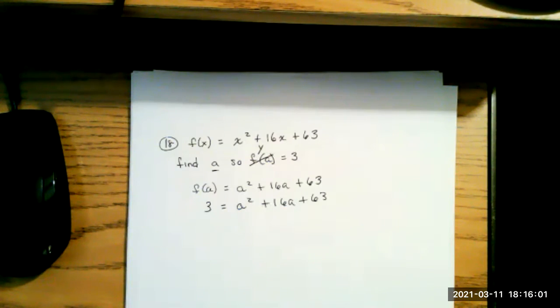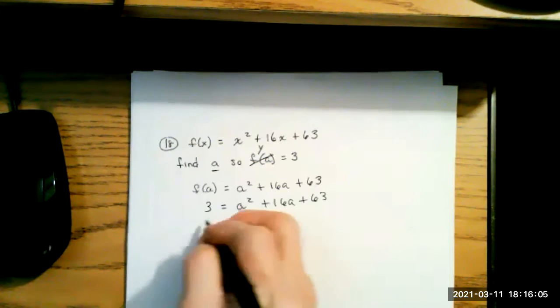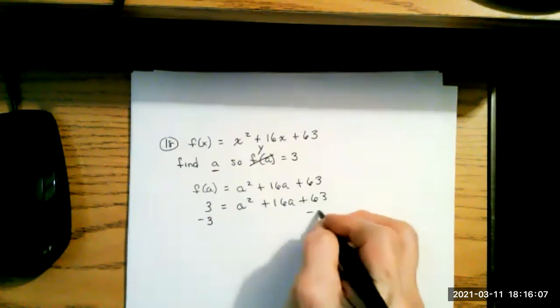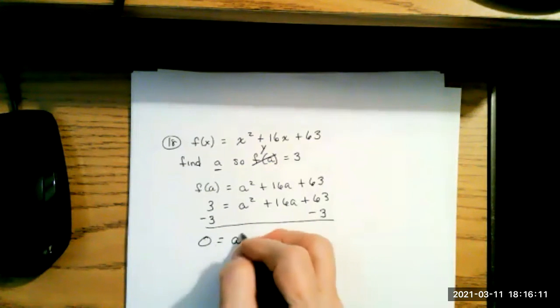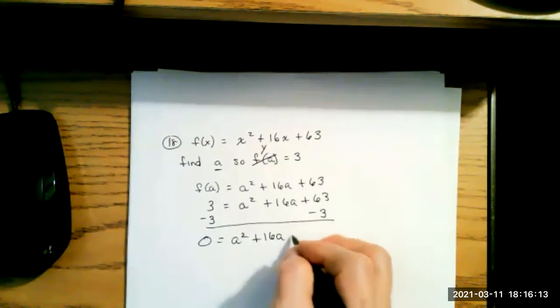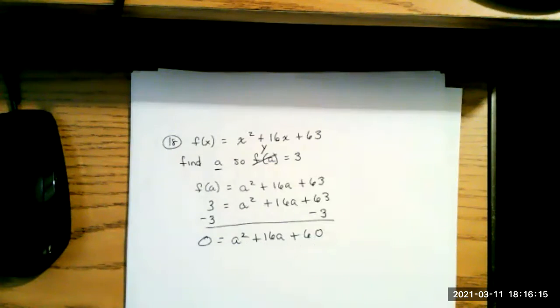Now this one has a 3 over here in the equal to part, so you can't have that. You're going to have to get rid of it. It has to be set equal to 0. So you have 0 equals A squared plus 16A plus 60. That's to be equal to 0 over there.